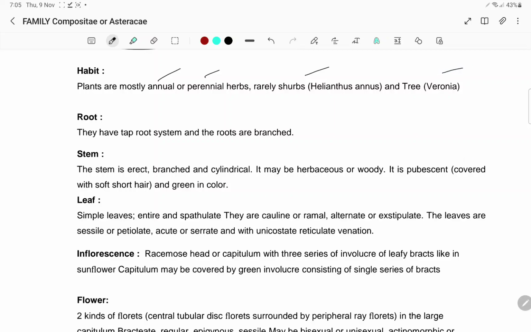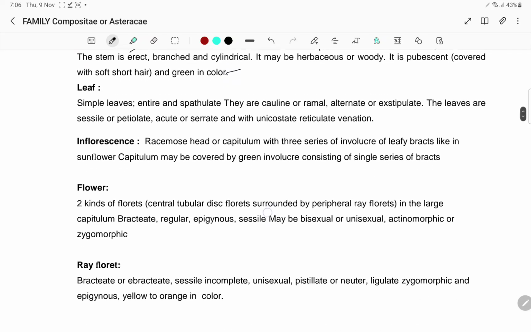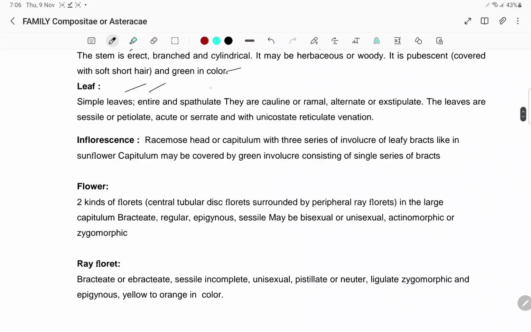And tree, Vernonia. They have a taproot system and the roots are branched. The stem is erect, branched and cylindrical. They may be herbaceous or woody. They are pubescent, covered with soft short hairs, and green in color. Simple leaves, entire and exstipulate. Stipules are absent. They are cauline or ramal, alternate. The leaves are sessile or petiolate, acute or serrate, with unicostate reticulate venation.